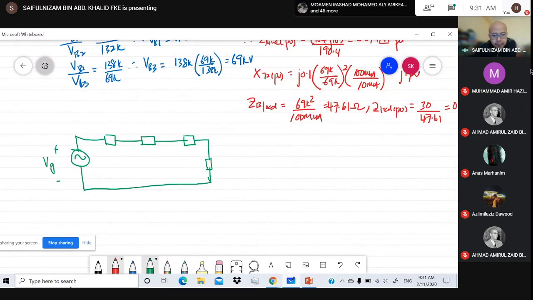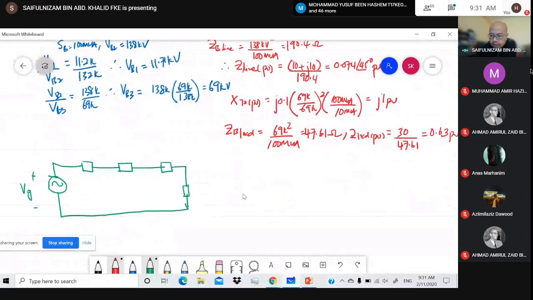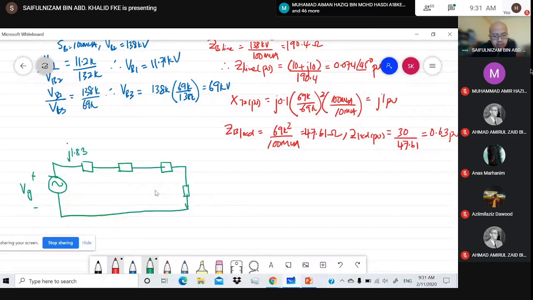Okay, this is the reactance of the T1, j1.83, for the transmission line 0.42, and for the load, okay.